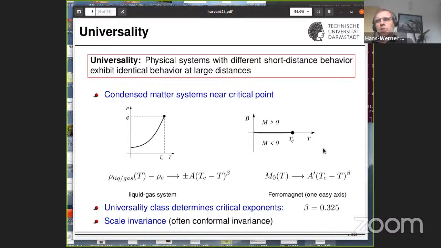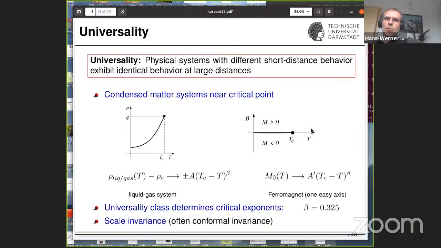If you look at the density in one case or at the magnetization in the other case, they show power law behavior with the same critical exponent close to this critical point. Since the systems are in the same universality class, this exponent is the same, despite the fact that the short distance physics of these two systems is very different. At the critical point, this system is scale invariant, and often it's also conformally invariant. I will try to apply the same concept now to nuclear reactions. As we'll see, there are also certain observables that show power law behavior.